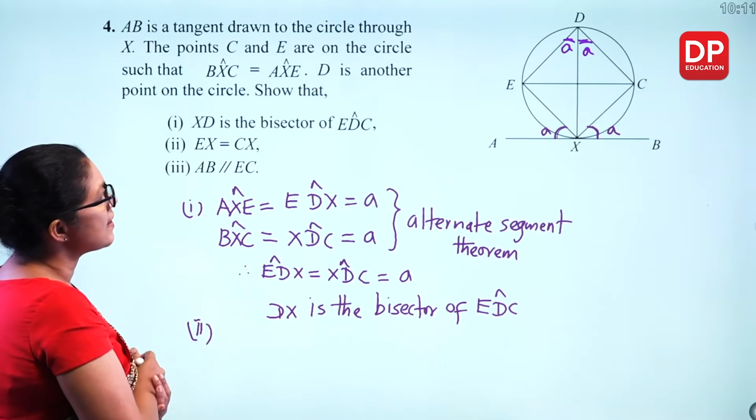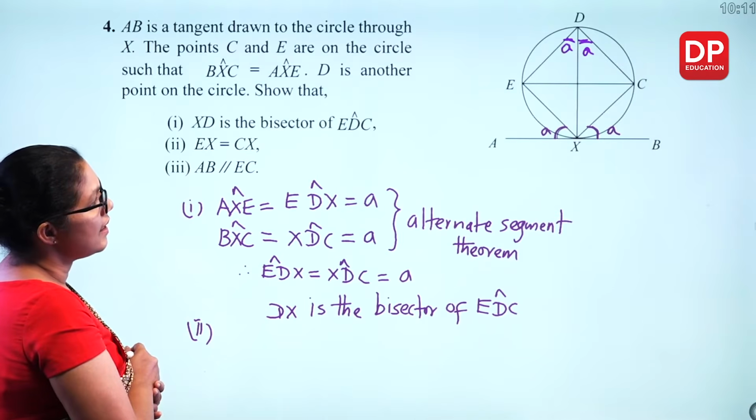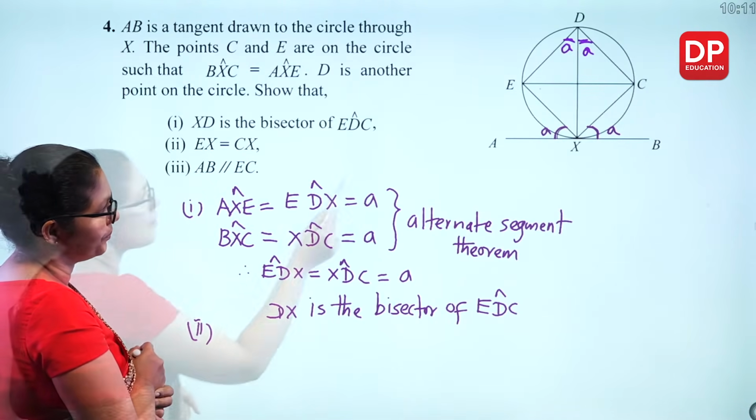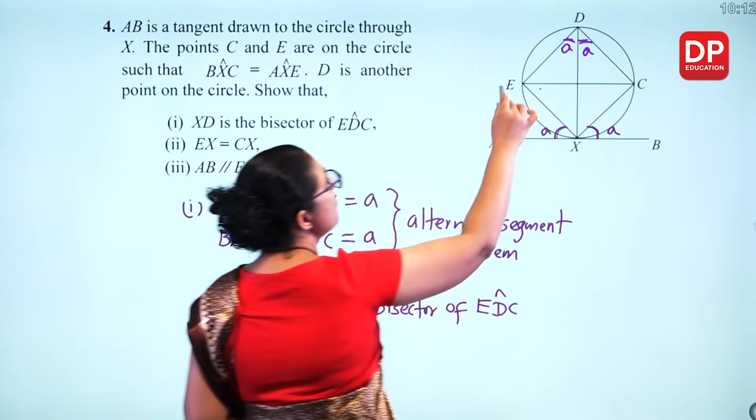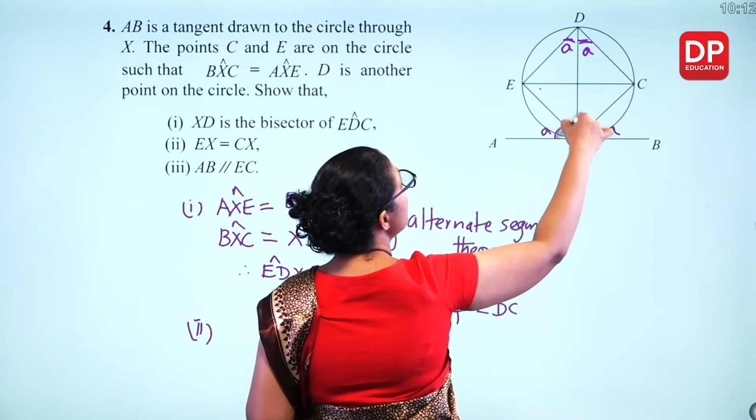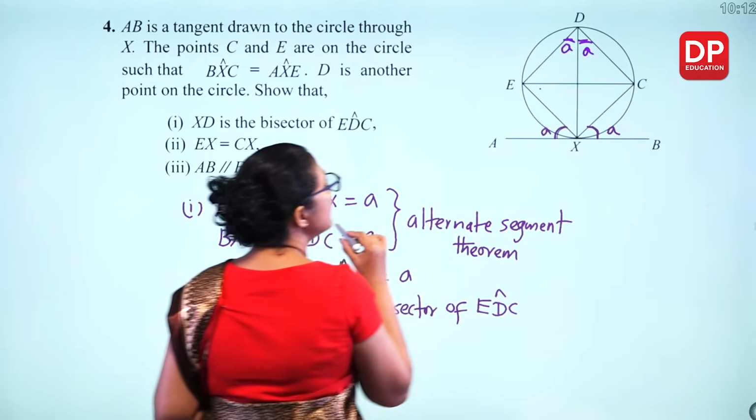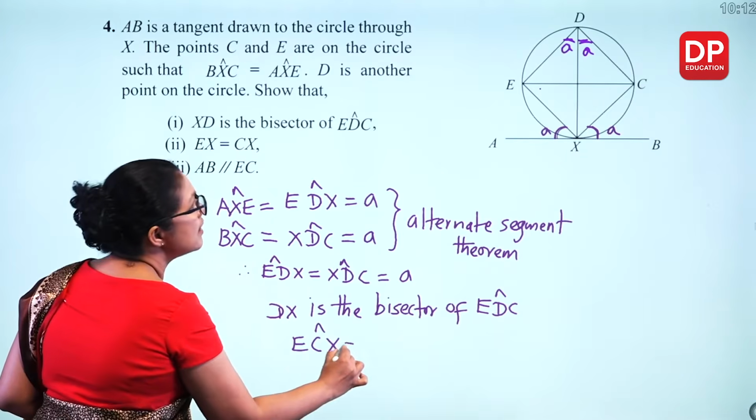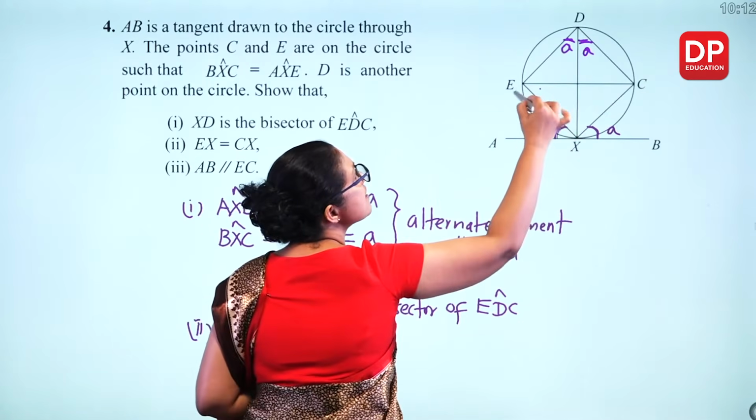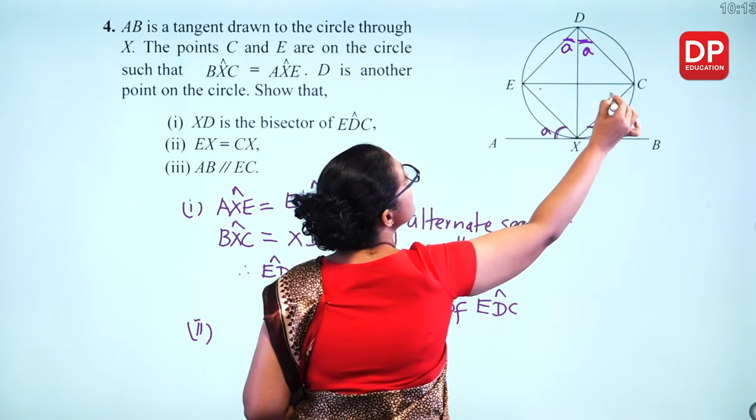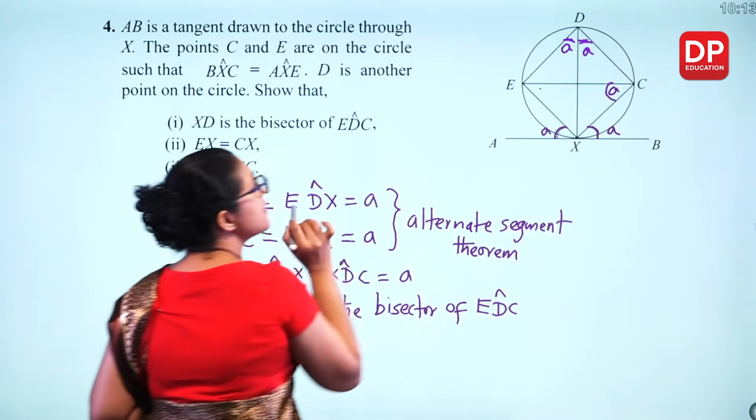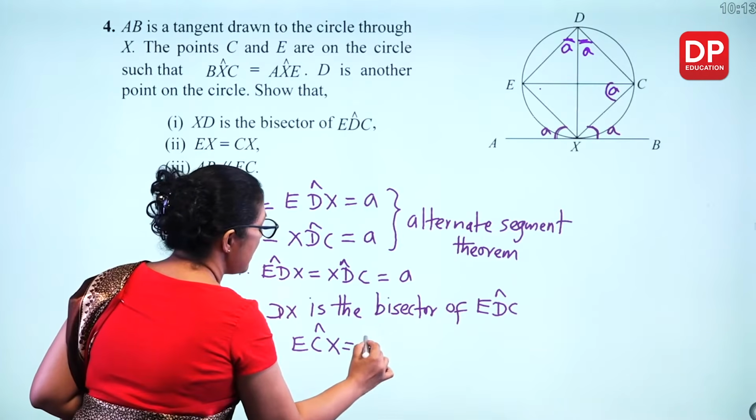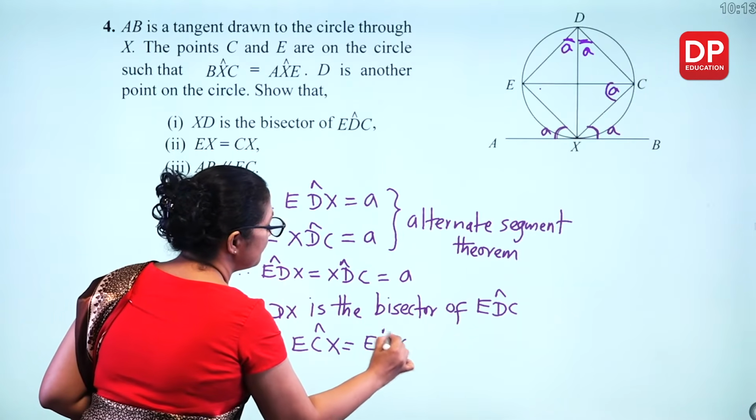Part 2. EX equals CX. Now look at this diagram. ECX angle. What is ECX angle? ECX angle is same as this angle. This is A, same segment angles. So I can write that's equal to EDX angle. That's A.